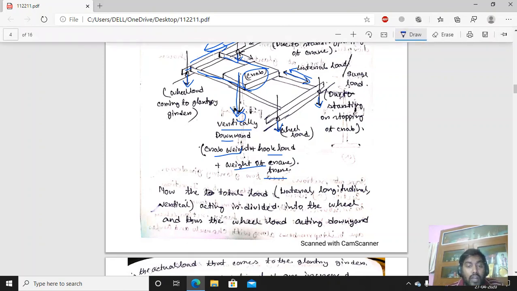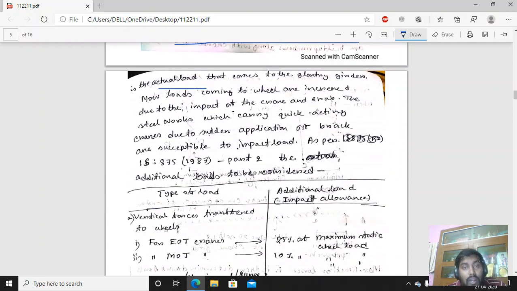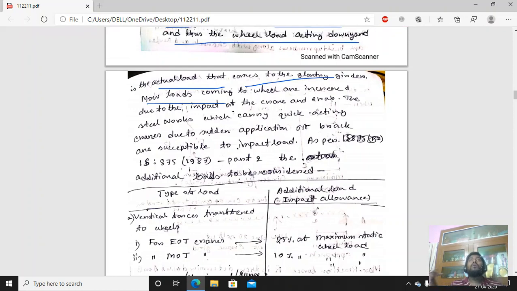Now the total load, lateral, longitudinal and vertical, is divided among the wheels, and thus the wheel load acting downward is the actual load that comes to the Gantry girder. That I have told you, that is the wheel load. The summation of the combination of all the loads comes to all the wheels, then the wheel load is transferred to the Gantry girder.